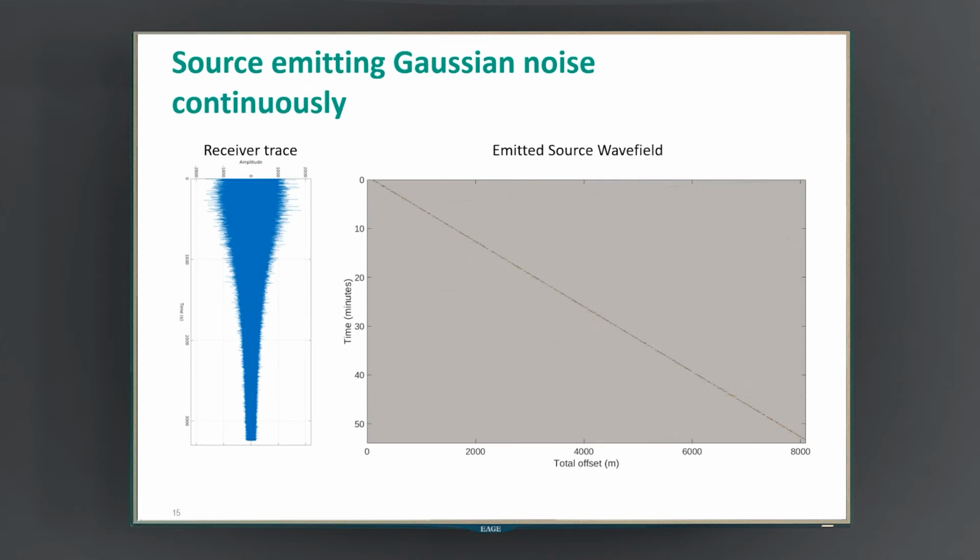On the left-hand side, we see a synthetic common receiver trace simulated with a source emitting Gaussian noise continuously. On the right-hand side, you see the emitted source wavefield. And what we do in order to build this source wavefield is entirely equivalent to what we do on the receiver side. We put the emitted signals into the position of the source element at the time when the signals were emitted. And we end up with this data matrix with the signals along the diagonal.